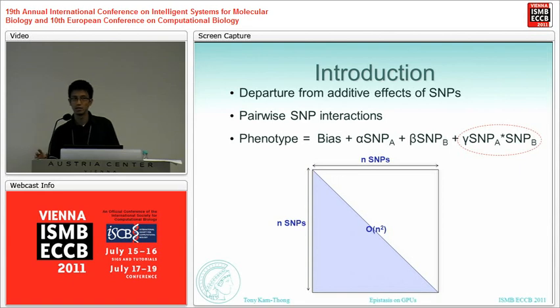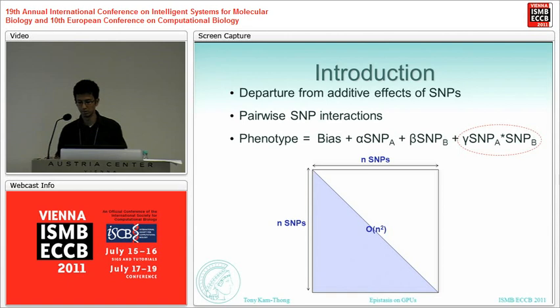And the standard way people are modeling this is essentially very straightforward: phenotype equals some bias or intercept, plus the first coefficient times the first SNP, second coefficient times the second SNP, and then this is where it becomes interesting. We're looking at a multiplicative effect where SNP A is multiplied by SNP B, and this is what we dub as interaction for now.